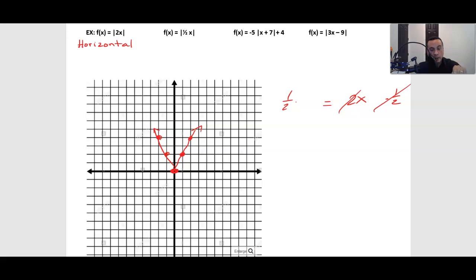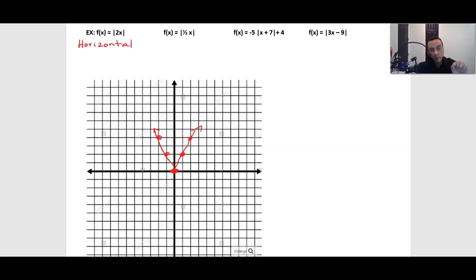So that is why when you're talking about X, everything's always backwards. If you see a 2 in there, think of the opposite of 2, which is 1/2, not negative 2. The reciprocal of 2 is 1/2. So this is going to be a horizontal. Now 1/2 is less than 1, so that means that the graph is being squished. You're squishing it, and that's why it's becoming like this.